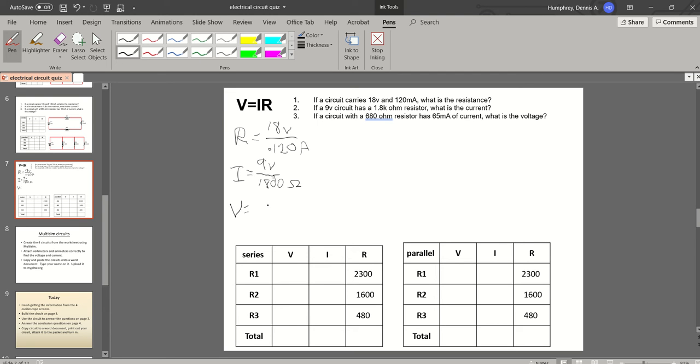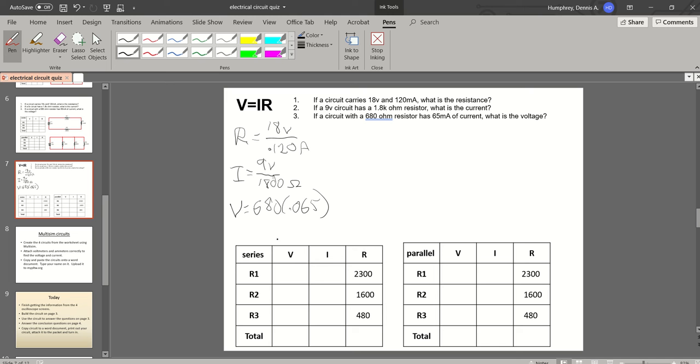V equals IR. So it's just going to be 680 times 65 milliamps. I move my decimal point 3 places to the left, and I get 0.065. So that would be the 3 formulas that I would use to find the answer. I don't have my calculator handy, but you can easily do that.